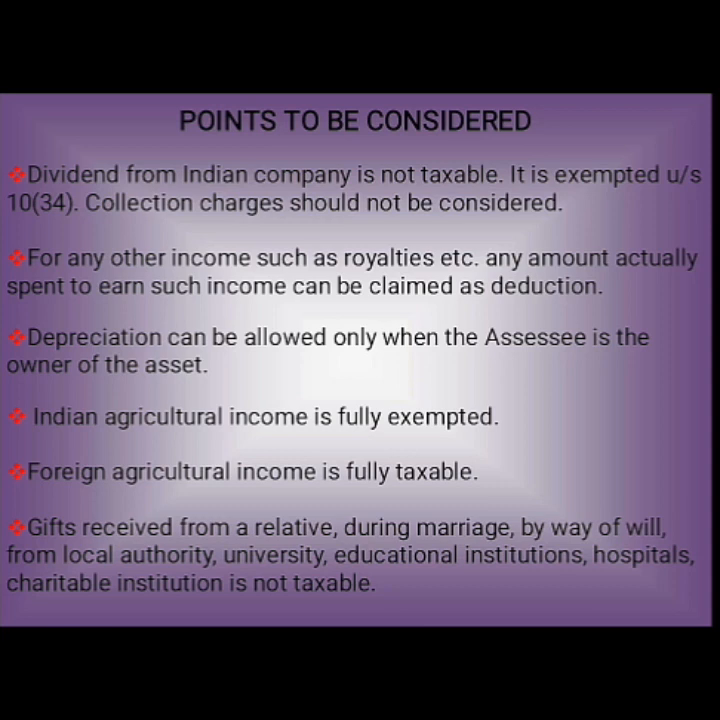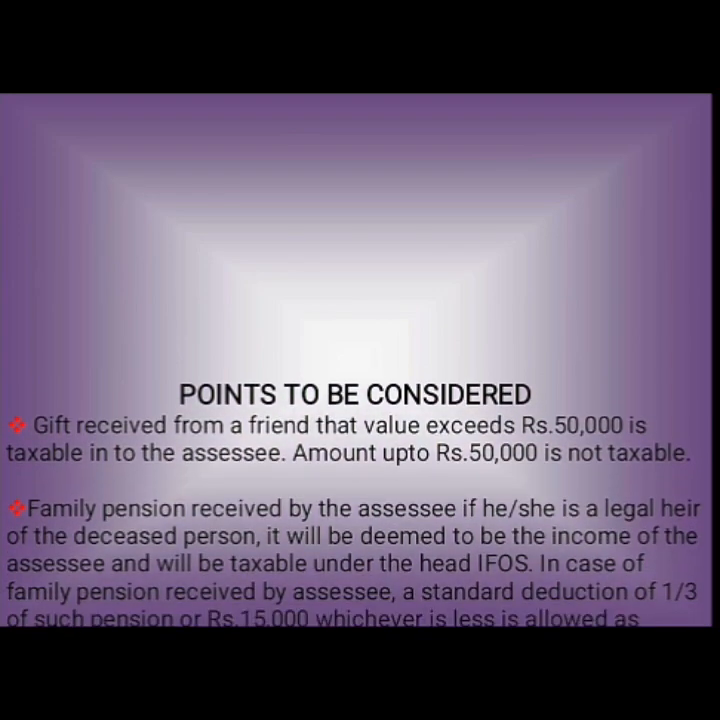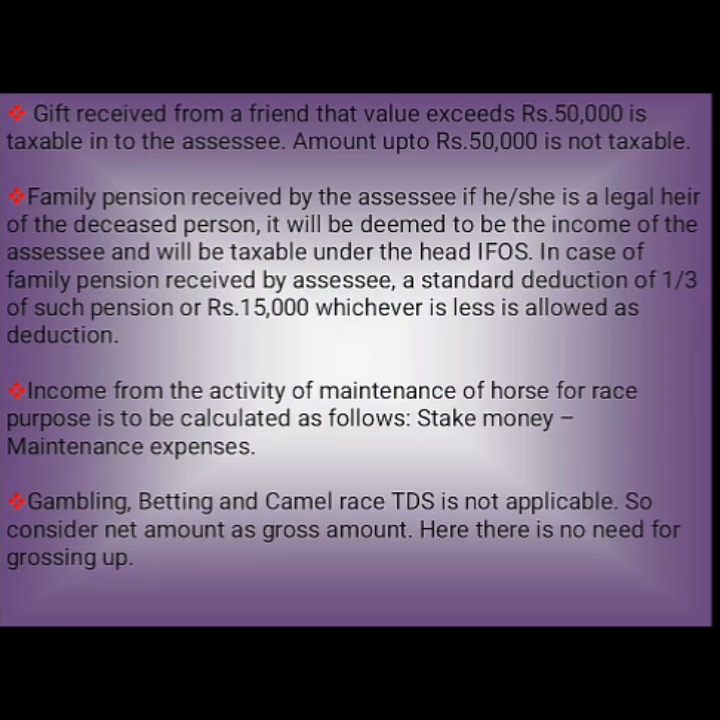Indian agriculture income is fully exempted. Foreign agricultural income is fully taxable. Gift received from a relative, during marriage, by way of bill from local authority, university, educational institution, hospitals, charitable institution is not taxable. Gifts received from a friend that value exceeds rupees 50,000 is taxable. Amount up to 50,000 is not taxable.